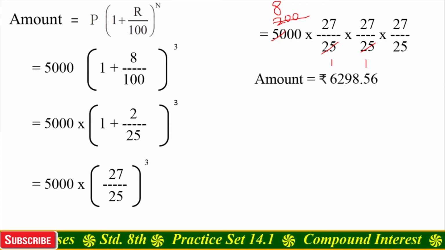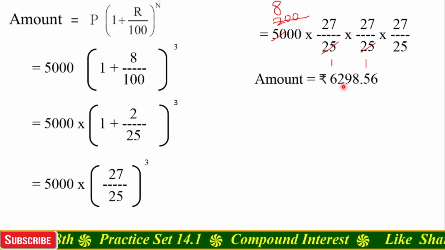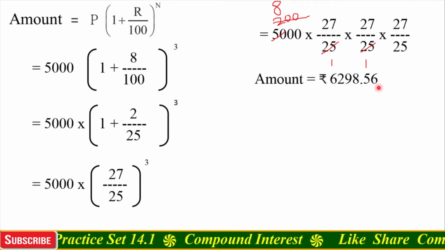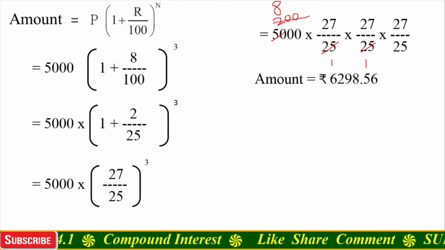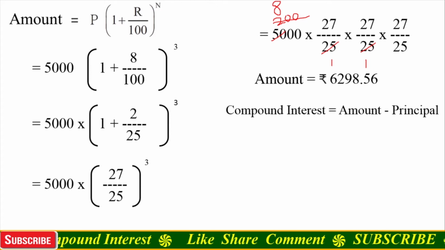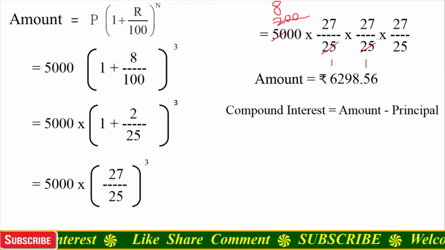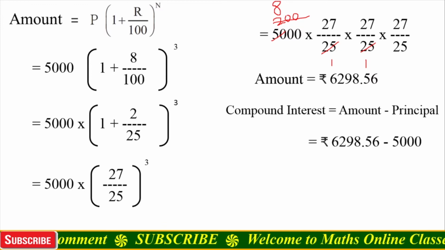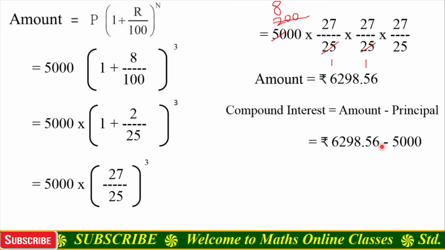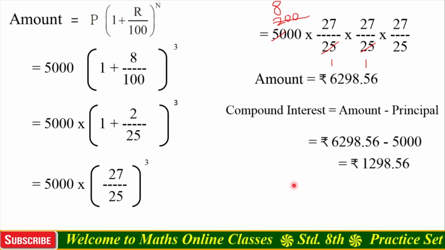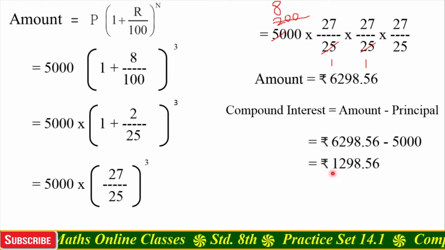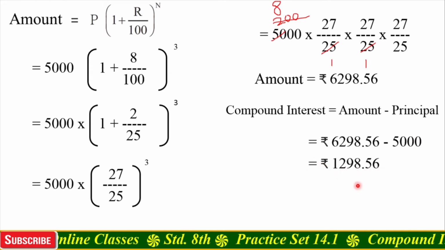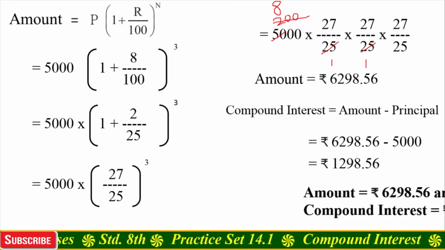Amount is equal to rupees 6298.56. Now we have to find out compound interest. So write the formula. Compound interest is equal to amount minus principal. Put the values is equal to 6298.56 minus 5000. We get subtraction rupees 1298.56. Finally, we write the answer.